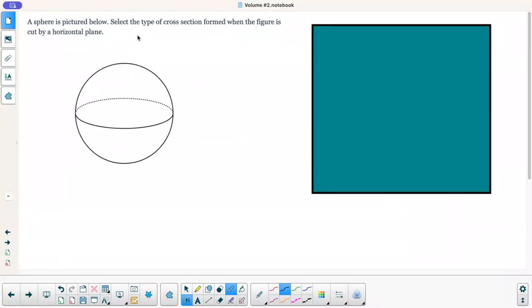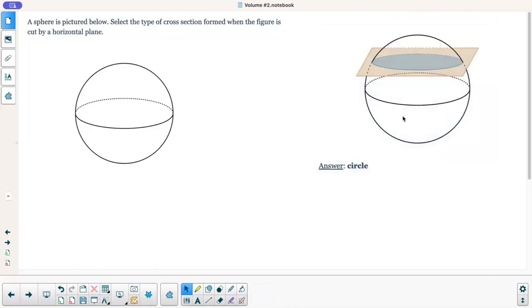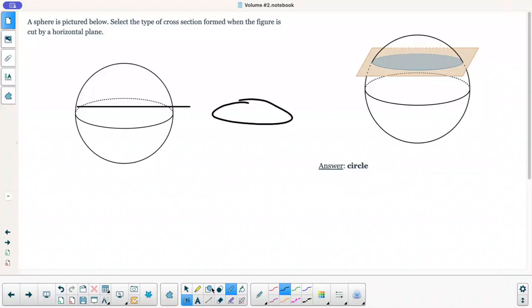A sphere, select the cross section when it's cut by a horizontal plane. So honestly, on any sphere, when you slice it, it will always be a circle. So horizontal, obviously, the lower your slice is towards the equator, towards the center of it, the bigger it'll be. And the more I cut it towards the top, the smaller it'll be.